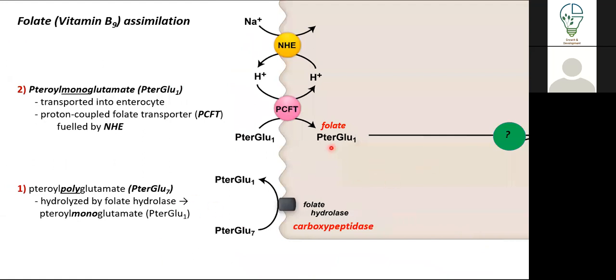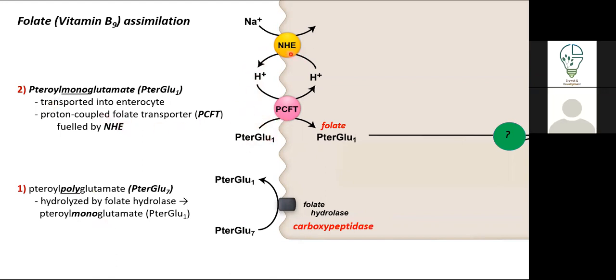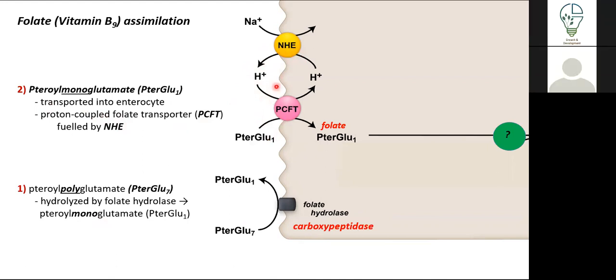Here, this is the proximal small bowel, and this is where folate basically is done. So through this enzyme, folate goes from polyglutamate to monoglutamate, and then it is absorbed via a hydrogen-dependent mechanism, this PCFT right here. And again, the hydrogen mechanism, what feeds it? The sodium hydrogen exchanger, just like your typical protein or whatever. Okay, so the proton coupled folate transporter is fueled by the sodium hydrogen exchanger.